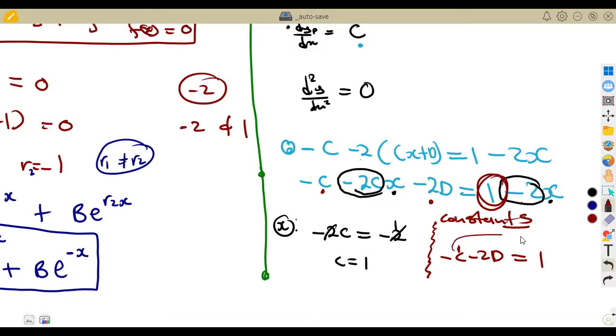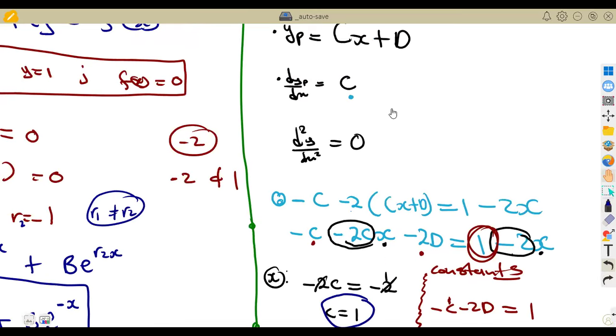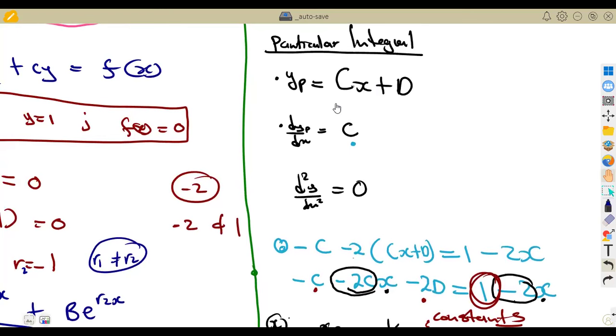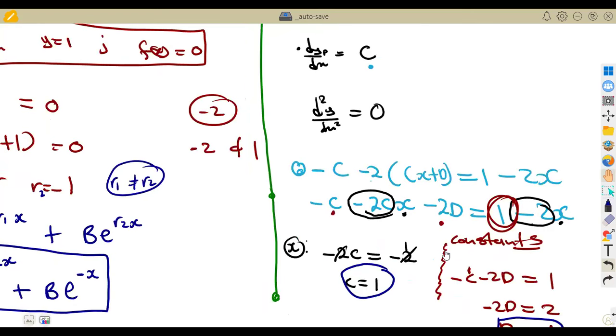We transpose minus 1 to the other side, it becomes positive. So minus 2D equals 1 plus 1, which is 2, divided by minus 2. So D is going to be -1. So we have the value of D, and we have the value of C from the particular integral. We took C and D from our particular integral. Yp is supposed to be Cx plus D. So this is what we are going to have.